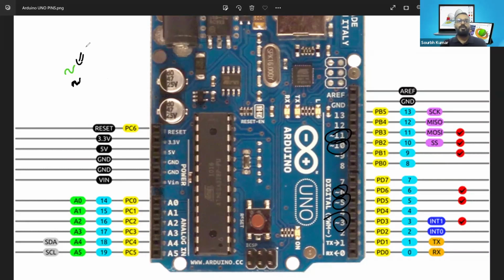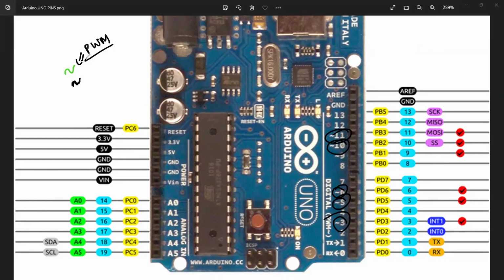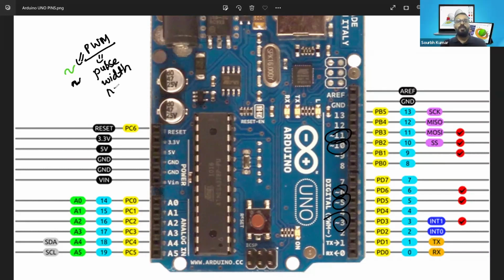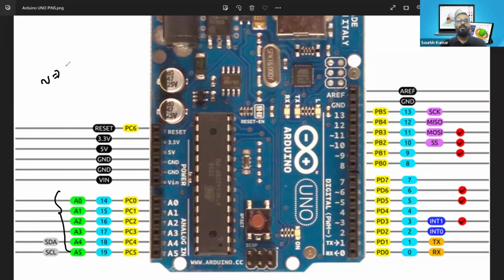So this symbol actually signifies the PWM pins. PWM stands for pulse width modulation. And what does it mean? Why have pulse width modulation? Like we have analog pins dedicated on the left-hand side to take the inputs, those PWM pins can be used to generate the analog output.